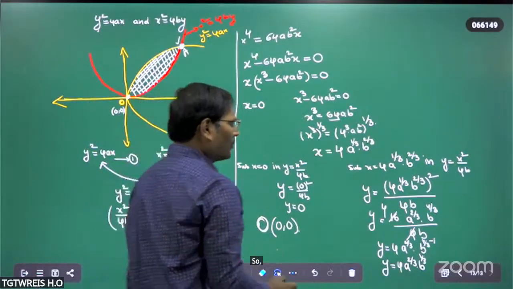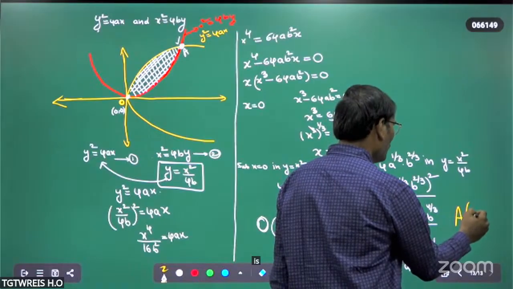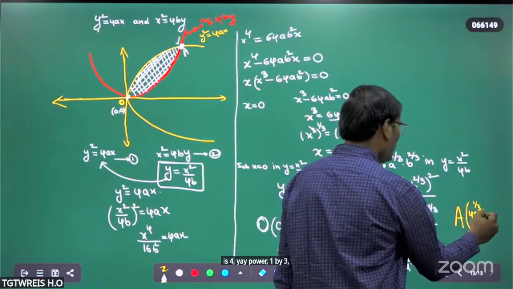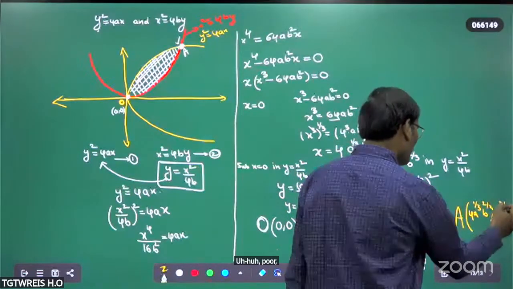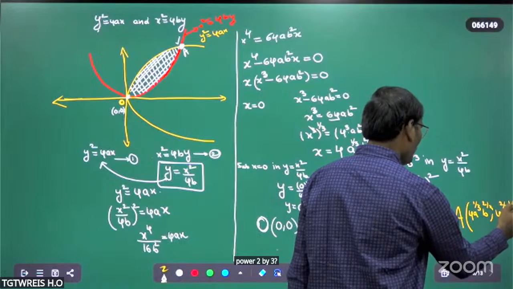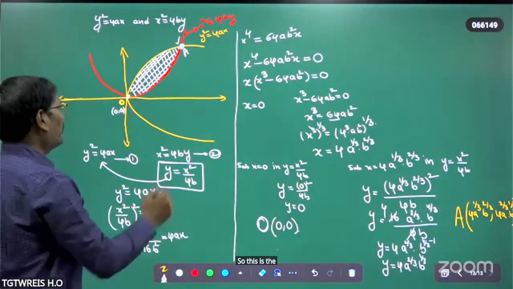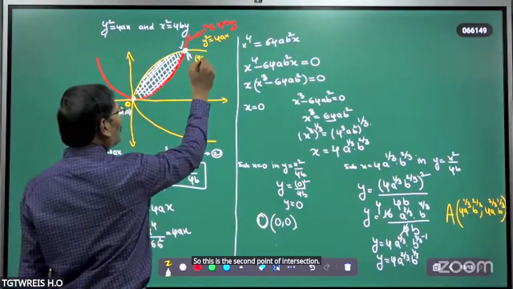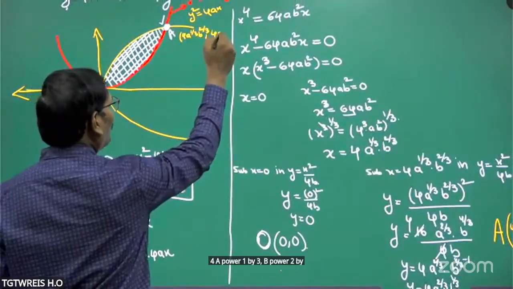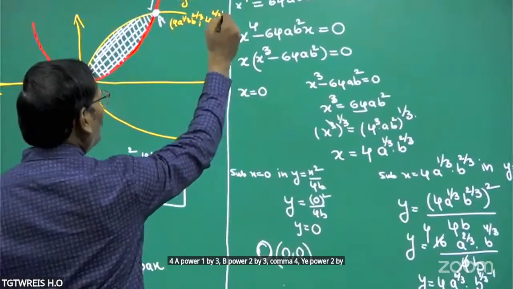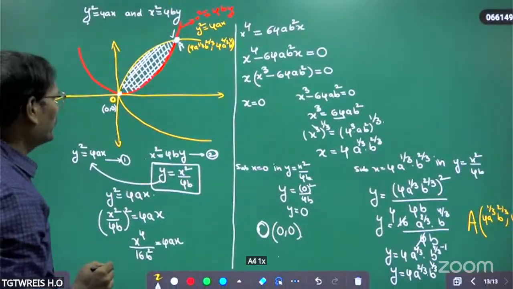So the second point of intersection is 4a^(1/3) b^(2/3), comma, 4a^(2/3) b^(1/3). So this is the second point of intersection: 4a^(1/3) b^(2/3), 4a^(2/3) b^(1/3). Okay.